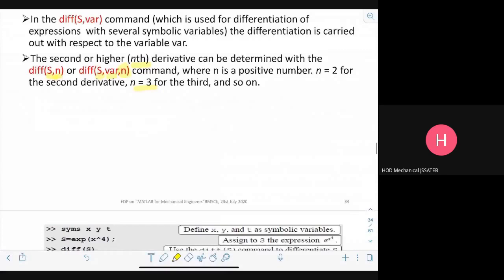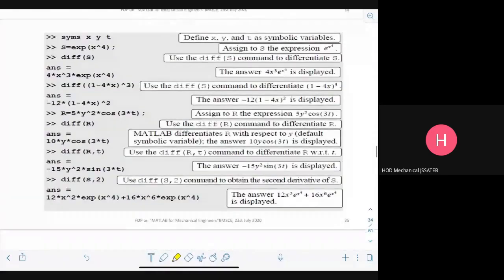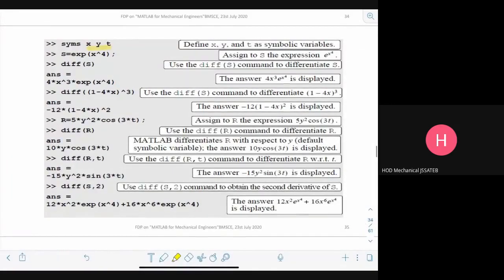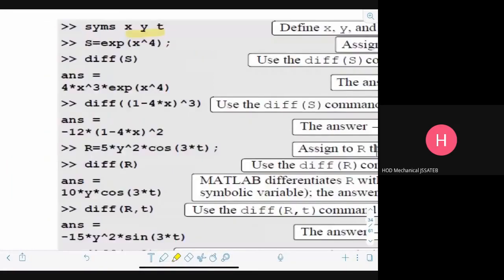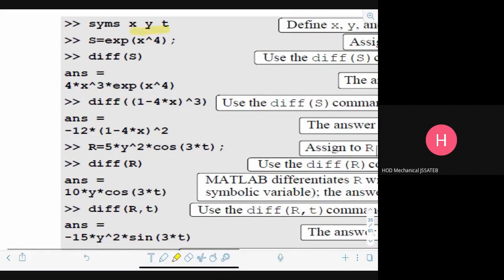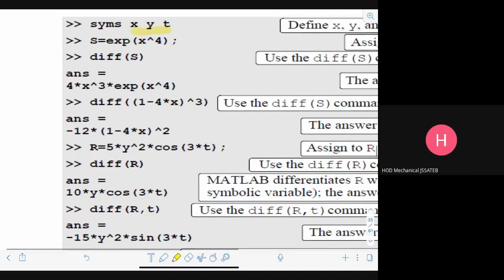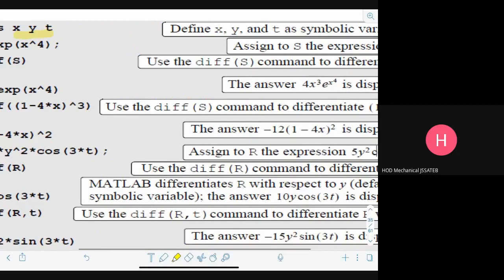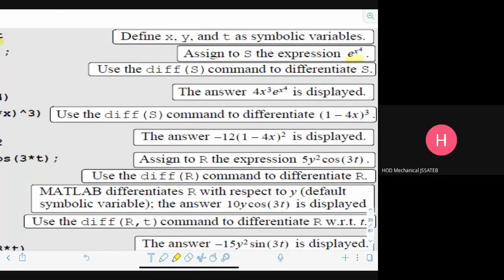I've just taken the snapshots from the book by Amos Gilat. Try to understand this, and you can also type it if you are interested. See, he defines x, y and t as symbolic variables, and now he defines an expression s equal to exponential of x to the power of 4. That is this one. See this term, e to the power of x to the power of 4.